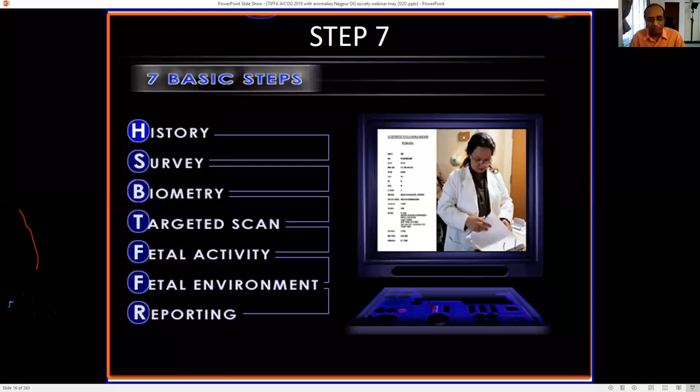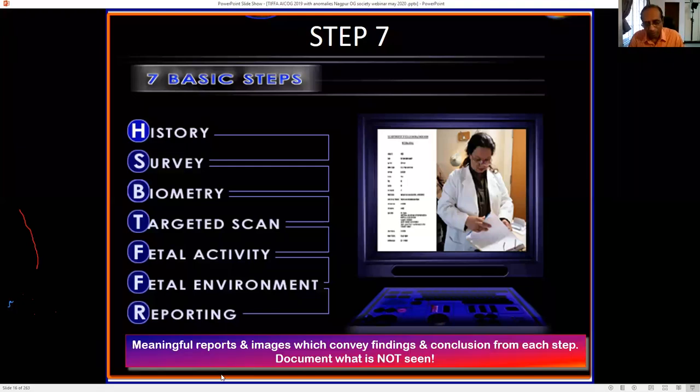The reporting, we have to provide meaningful reports and images which convey the findings and conclusion from each step. So if you take one sentence from each of these steps, it will actually form a very nice structured report. And we need to document what is not seen.